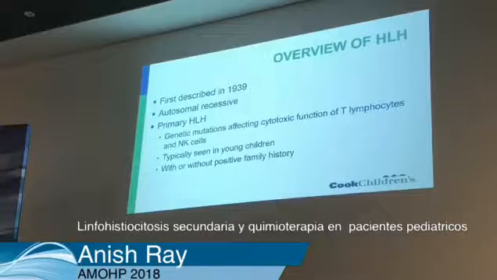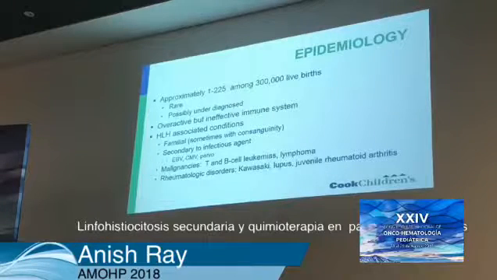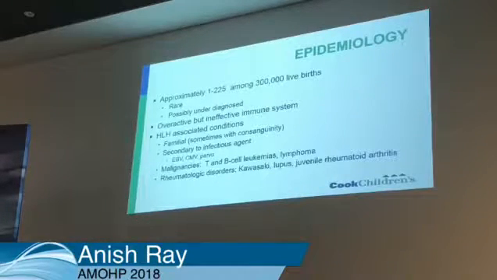Typically, primary HLH or the familial HLH is seen in young children, sometimes in infancy, but not always will we find a positive family history. Epidemiology-wise, anywhere between 1 to 225 per 300,000 live births. So as you can see, it's quite a rare disease, and perhaps underdiagnosed because we are often not thinking of this entity when we are taking care of patients as clinicians.